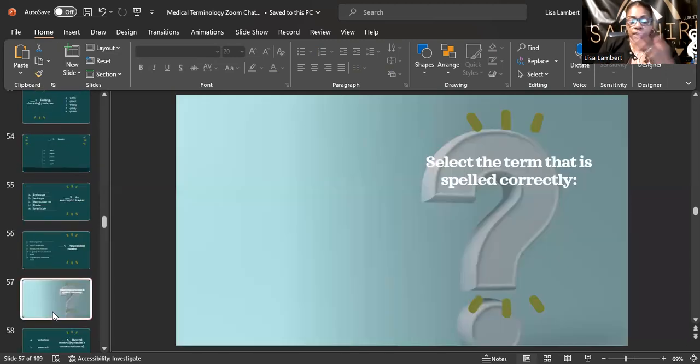Okay, let's go on. You guys know I'll be gone when I'm just steady talking. Select the term that is spelled correctly. That's the opposite from what you guys just saw. I just want to kind of throw that in.